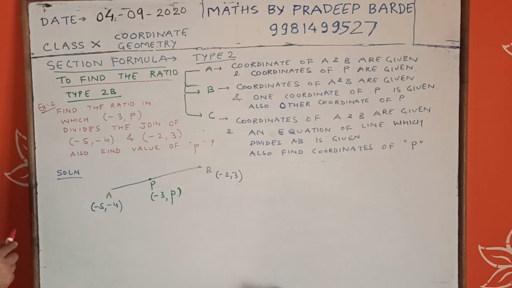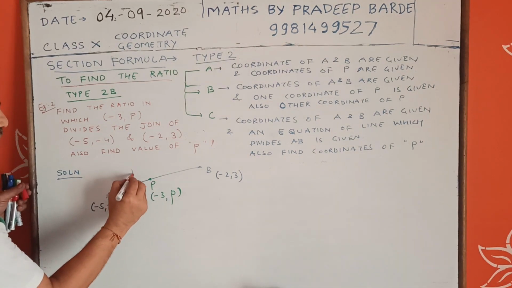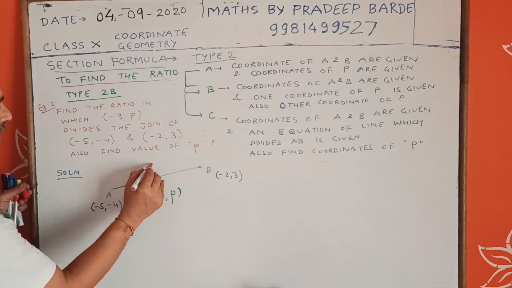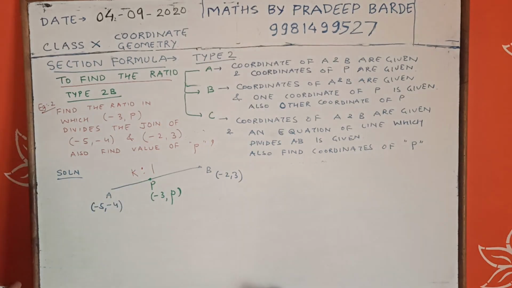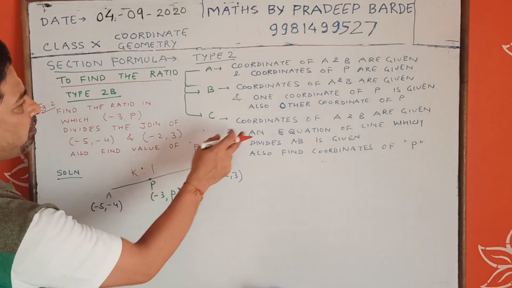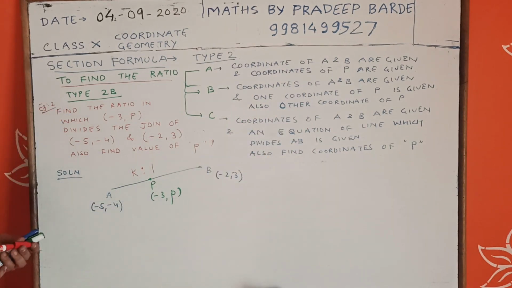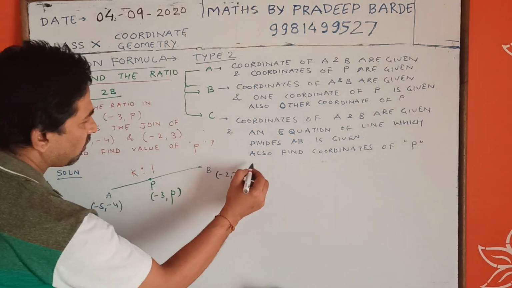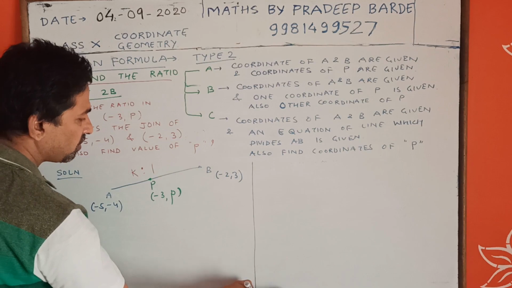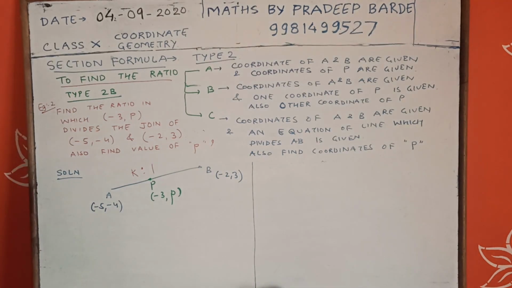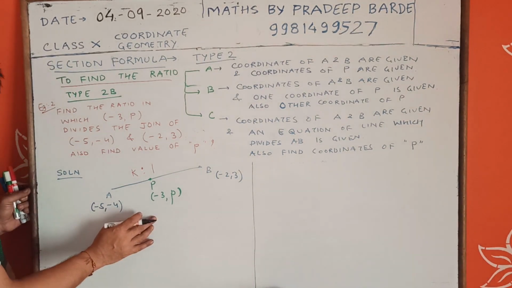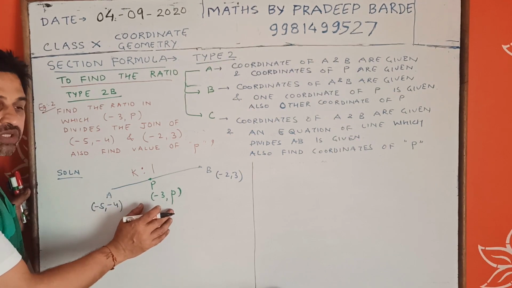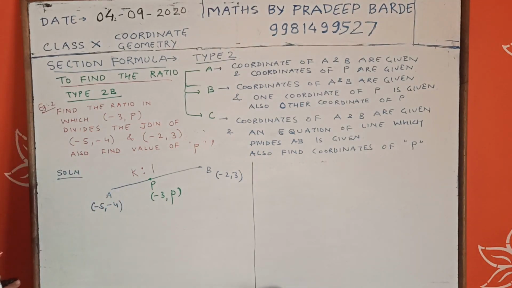You have to find out the ratio. तो रेशियो फाइंड करने के लिए let the ratio be k:1 and also find the value of p. That means you have to find out the other coordinate also. So students, while solving this question, you need to be careful. यहाँ पे आप ध्यान रखिएगा बच्चों कि जब आप सेक्शन फॉर्मूला अप्लाई करेंगे तो यहाँ पे जो नोन कोऑर्डिनेट होता है उसके लिए आपको पहले अप्लाई करना है.